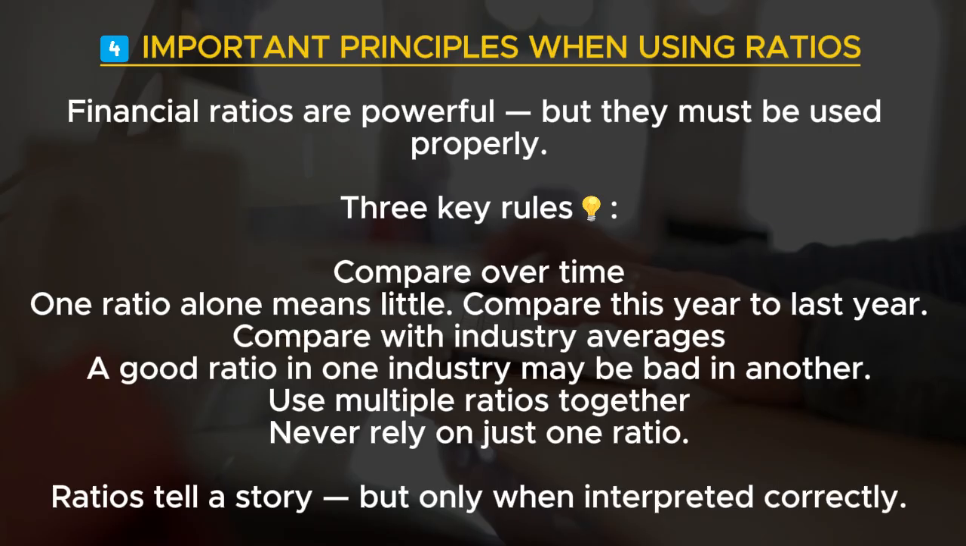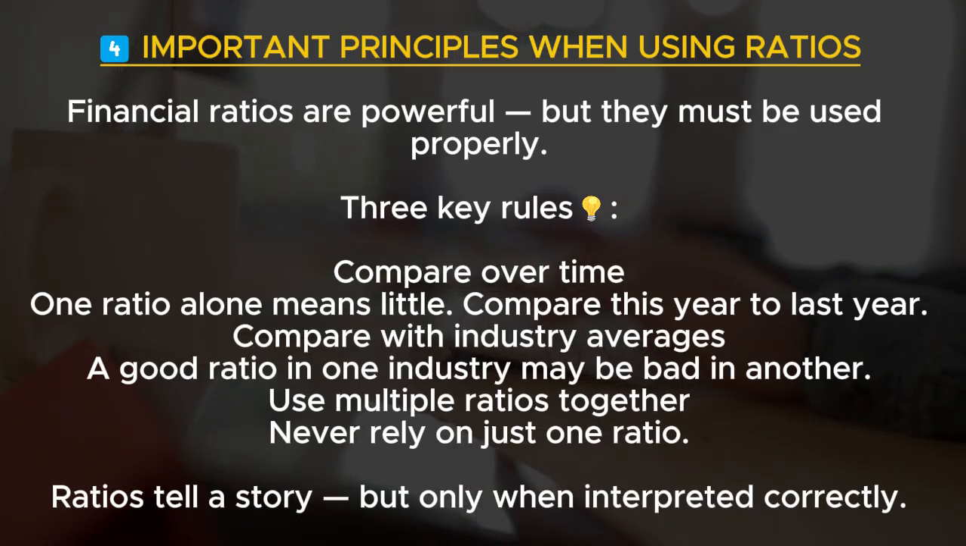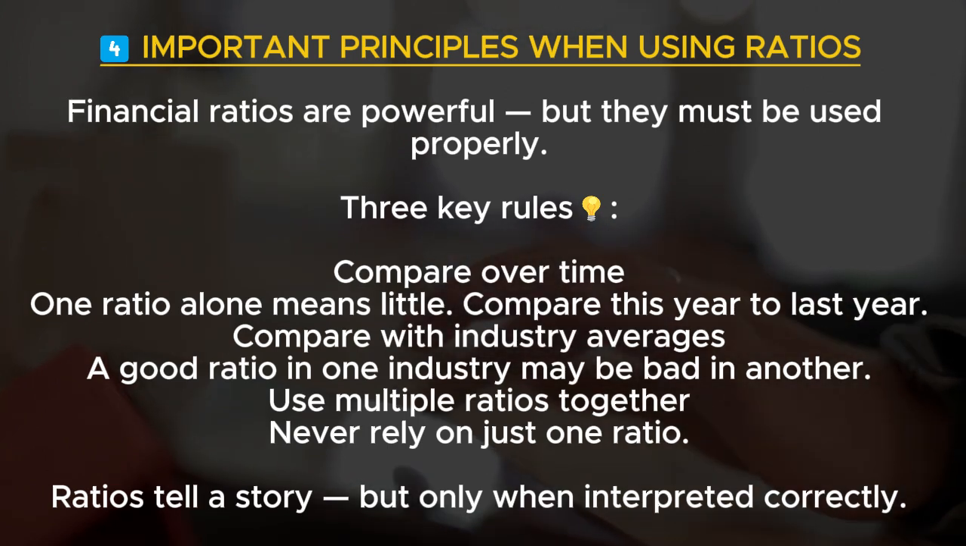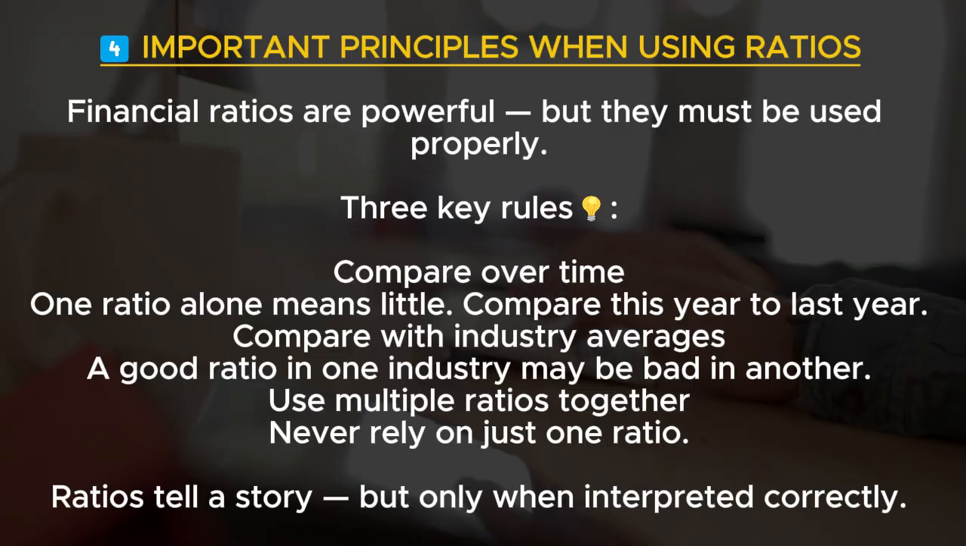4. Important principles when using ratios. Financial ratios are powerful, but they must be used properly. Three key rules. Compare over time. One ratio alone means little. Compare this year to last year. Compare with industry averages. A good ratio in one industry may be bad in another. Use multiple ratios together. Never rely on just one ratio. Ratios tell a story, but only when interpreted correctly.